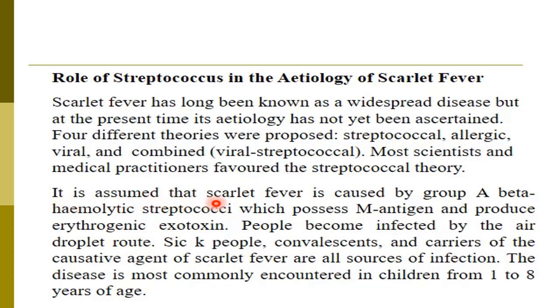It is assumed that scarlet fever is caused by group A beta-hemolytic streptococci, which possess M antigen and produce erythrogenic exotoxin. People become infected by the air droplet route. Sick people, convalescents, and carriers of the causative agents of scarlet fever are all sources of infection. The age for the disease is usually from 1 to 8 years of age.